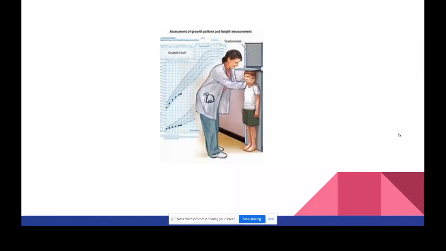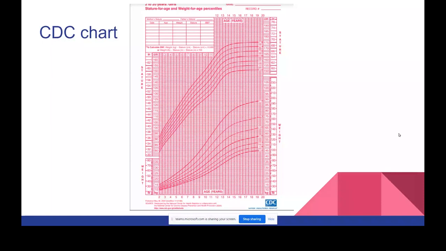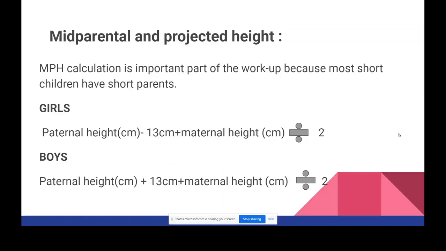We need to get the correct height, plot it on the chart, and see where it is standing. If it is less than 3 standard deviations, we categorize it as a short stature. In those cases, we need to see whether it is actually short or just a normal variant. For that judgment, we have to get the mid-parental height and judge the projected height of that child. Now, how do you calculate the mid-parental height?